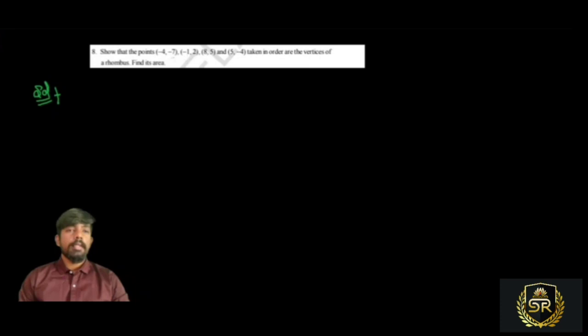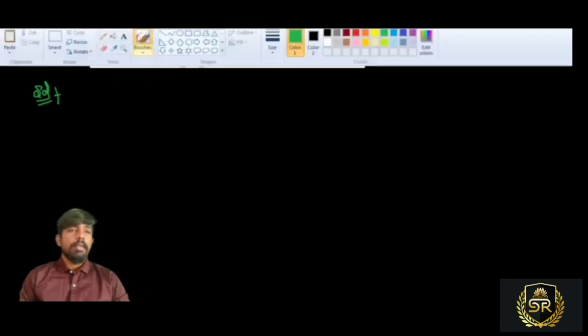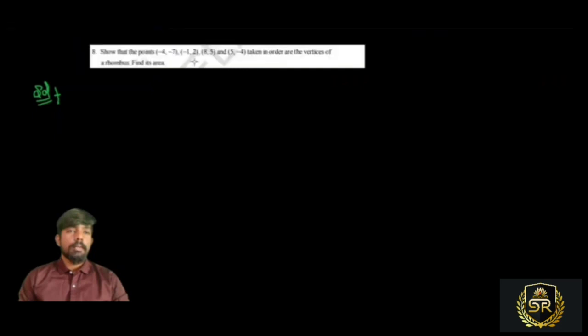Here, to show the points are the vertices of a rhombus, he's saying. So we should show that the given points are the vertices of a rhombus and find its area, it is asking. Find its area. Now we will draw one rhombus.